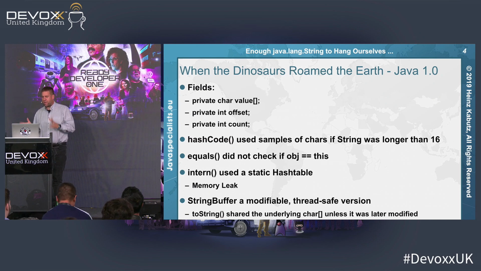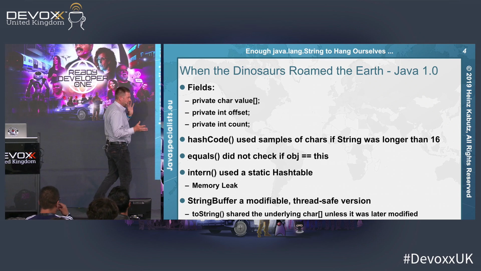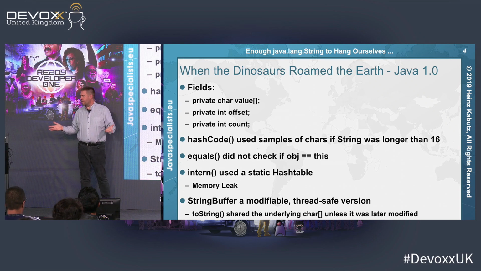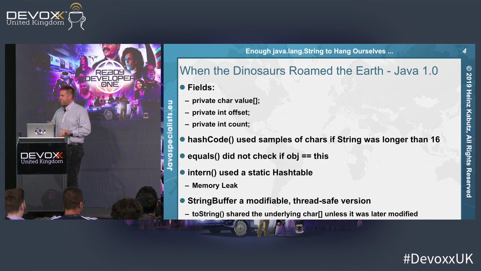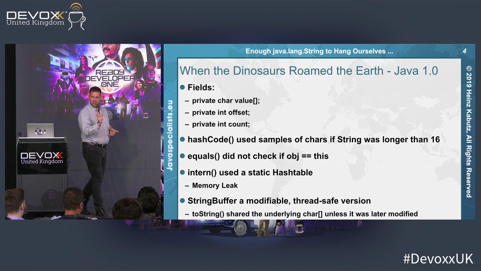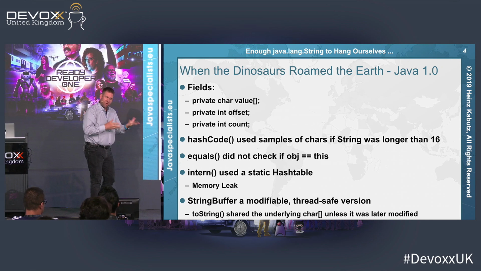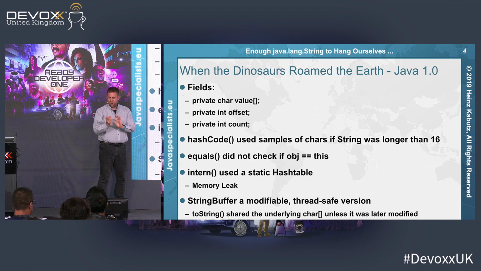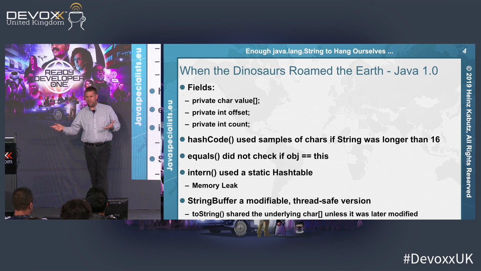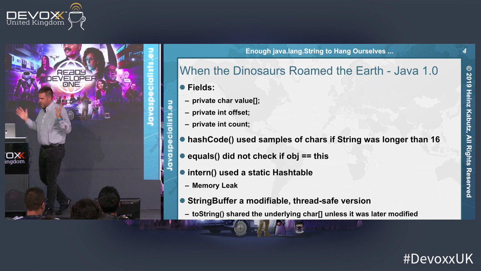At the time, string buffer was a modifiable thread-safe version. And basically, it's a bit like having a vector of type char. That's what your string buffer is like. And we'll talk about the other versions in a moment. And when you said toString on a string buffer, it actually shared the same underlying char array with the string. Now, we know that string you can't change, and string buffer you can change. So when you made toString, you got the char array off the string buffer, but then when you changed the string buffer after it, it made a copy of the char array inside the string buffer. So it all worked like magic, right?